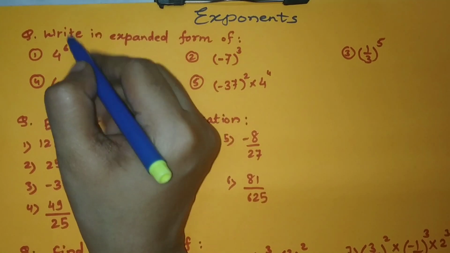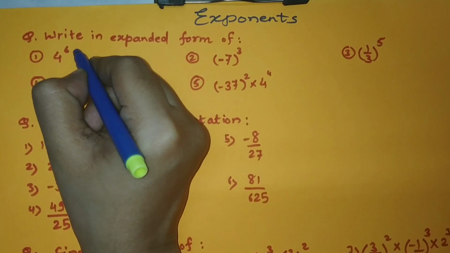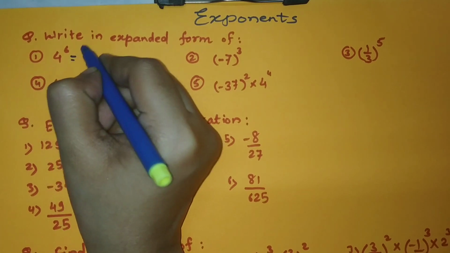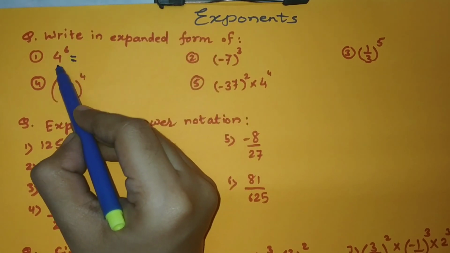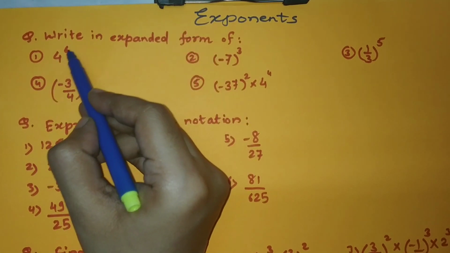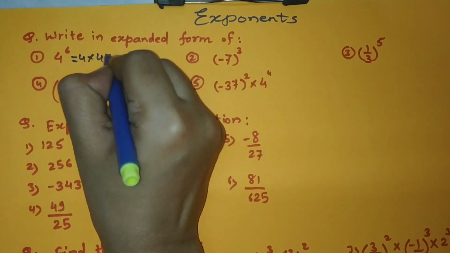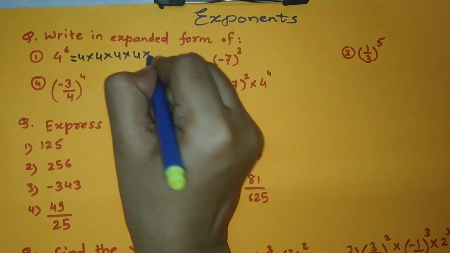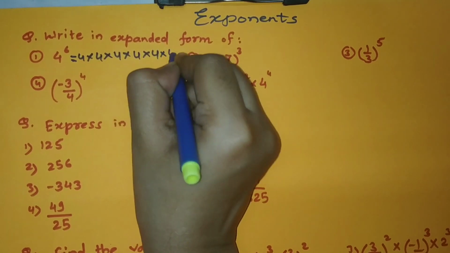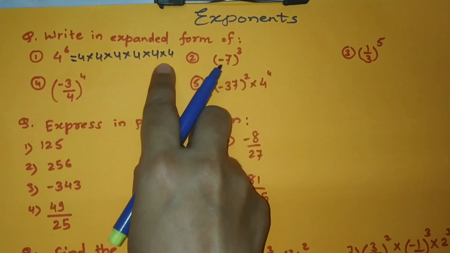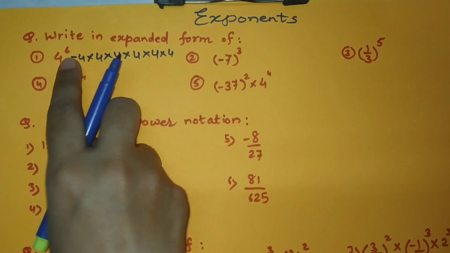So friends, we know that in order to write in expanded form, your power is 6. Means this 4 factor is going to multiply by itself 6 times. So write down here 4 into 4 into 4 into 4 and so on. This is the expanded form of this notation.